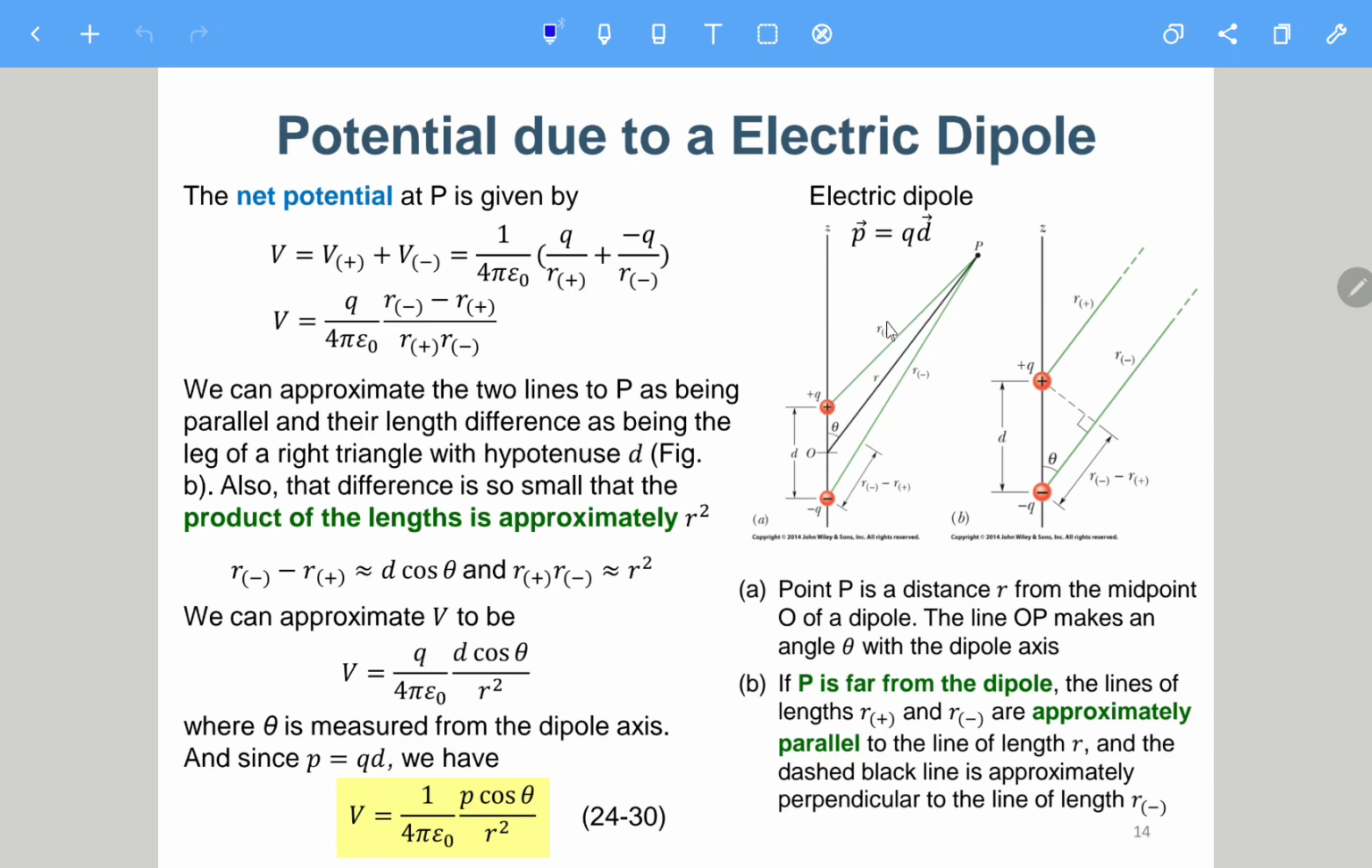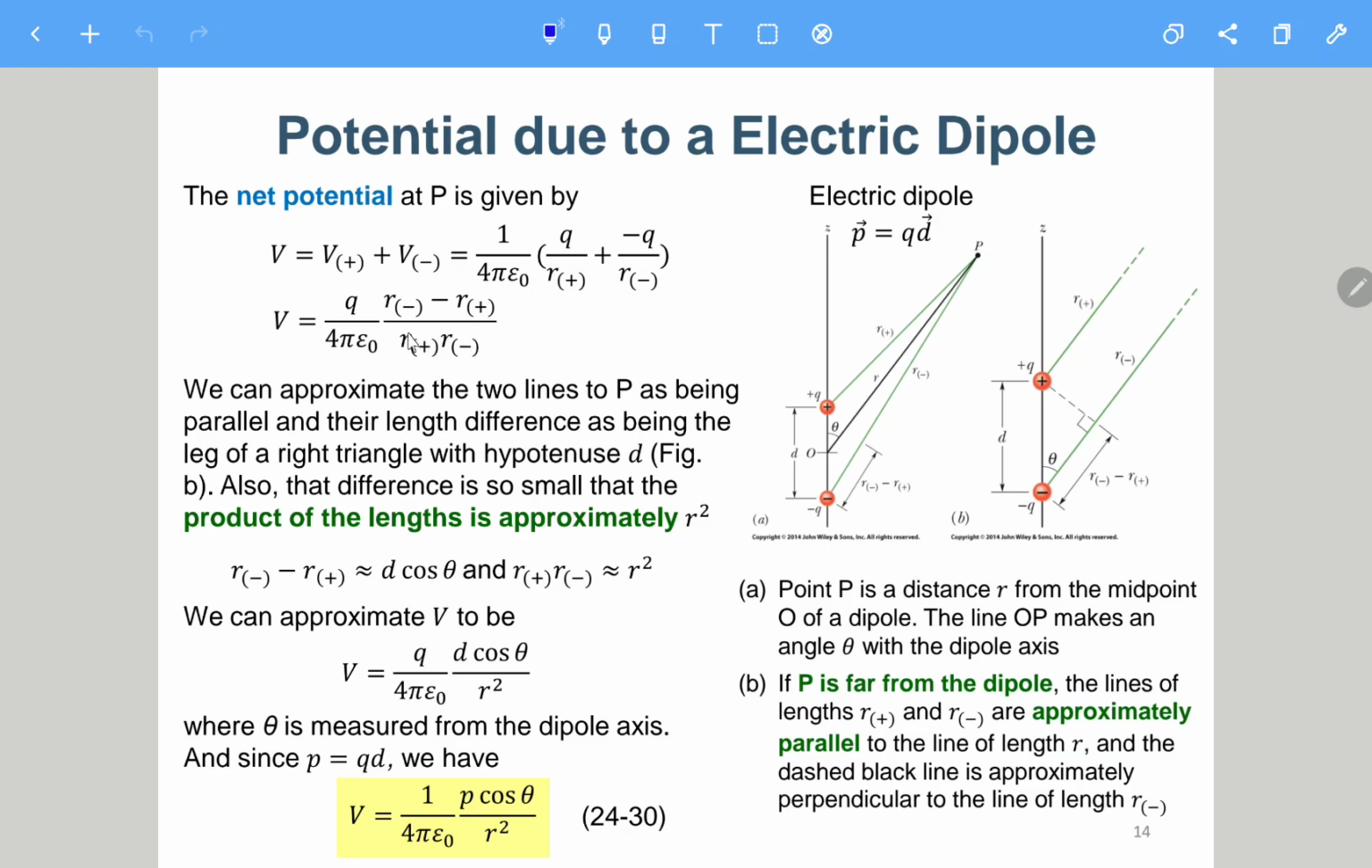Of course r plus and r minus are very close, but we cannot just say r plus is similar to r minus is similar to r, because then everything cancels and it turns out to be 0. That's not good enough. So we try to do some calculation before we do the approximation. Okay, so we add them together.